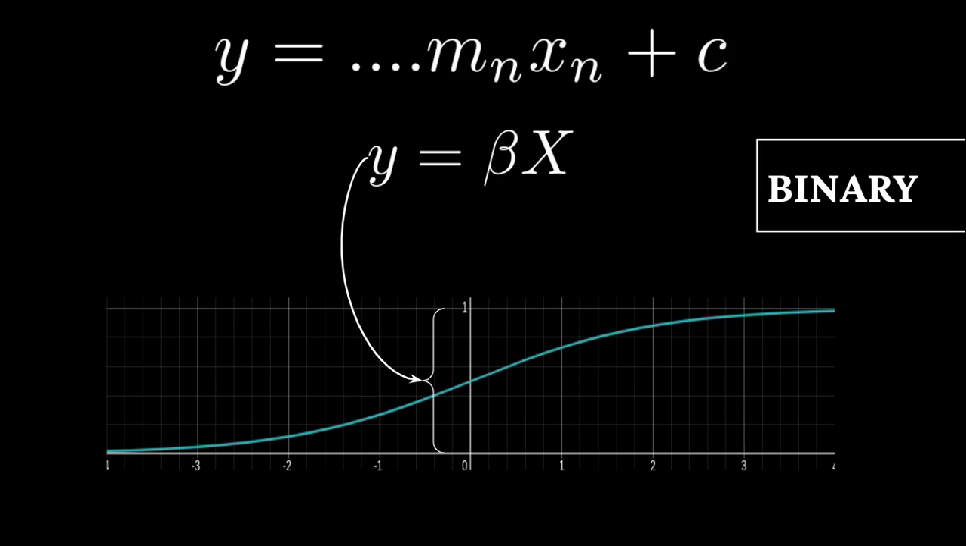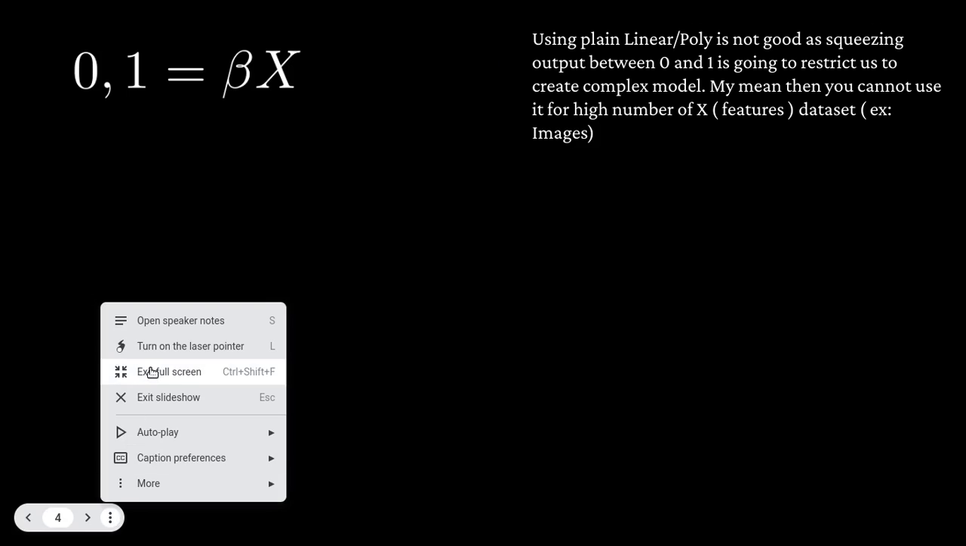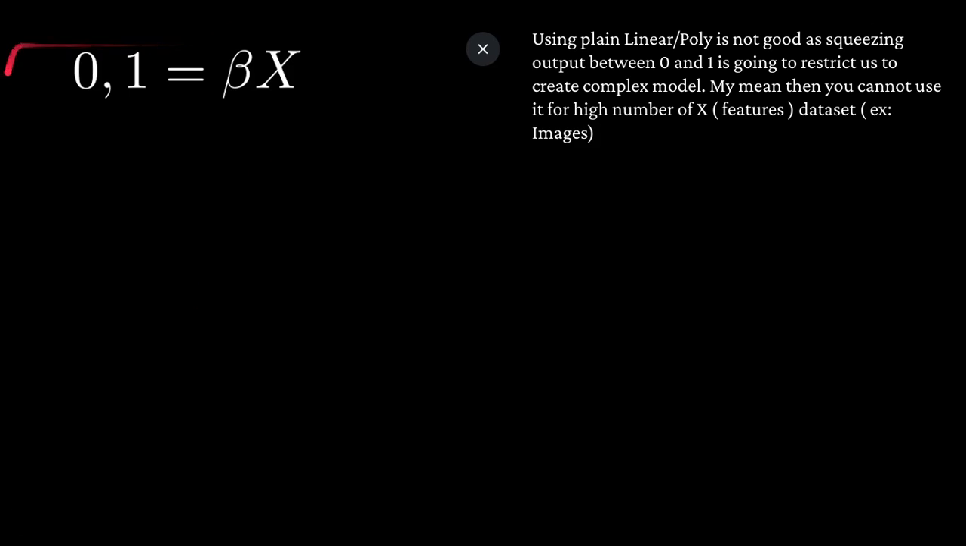First, we want to have output between 0 and 1. So our multiplication of beta and x should output 0 or 1. Is there any problem? Yes. The problem is that we are constraining our beta and x so that they can give output as 0 or 1, right? We cannot create a complex model this way.